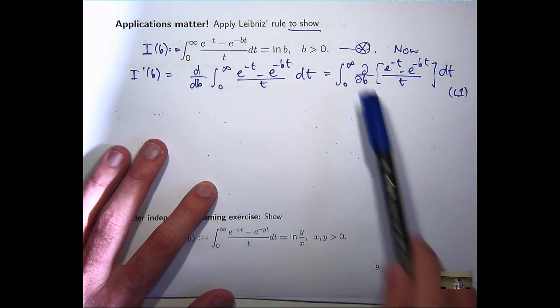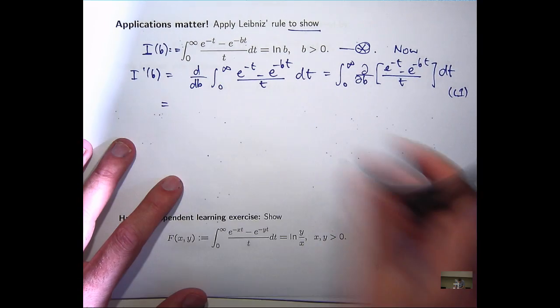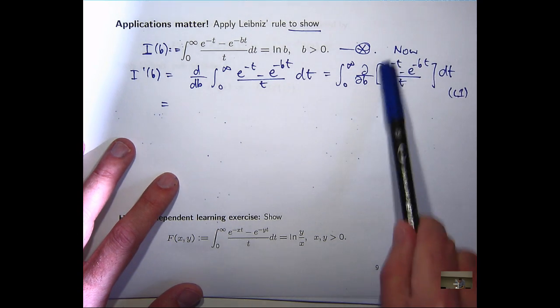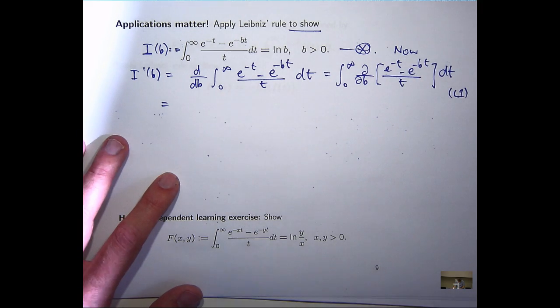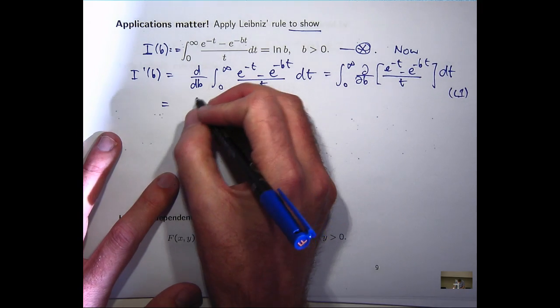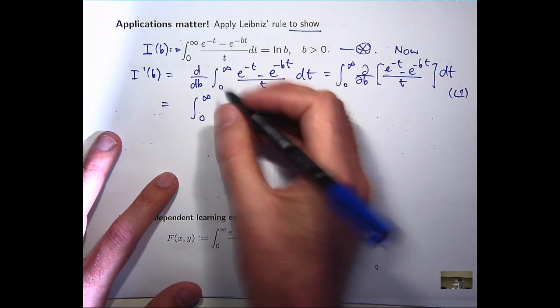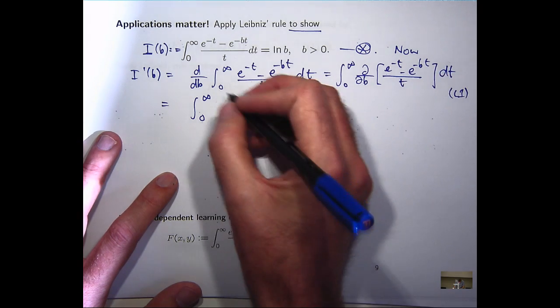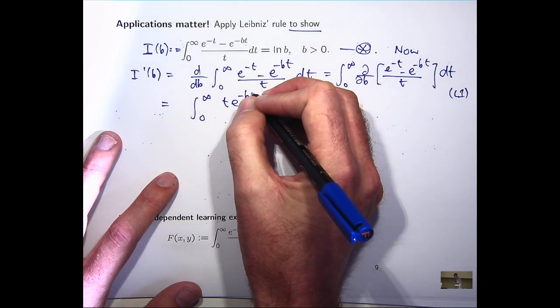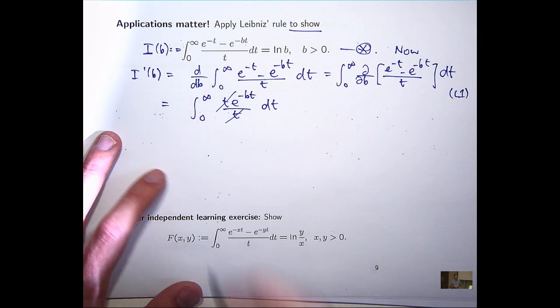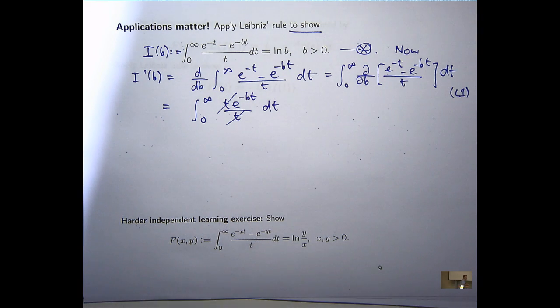So let's differentiate this partially with respect to b. The minus e to the minus t will be 0 when I differentiate that with respect to b. The minus t will come to the front, and I'll get something like this. The negative sign will disappear. So I can cancel those t's off. And now all I need to do is integrate e to the minus bt.